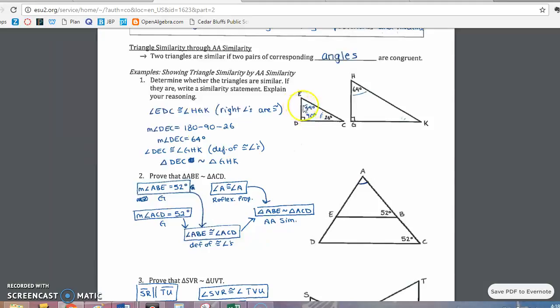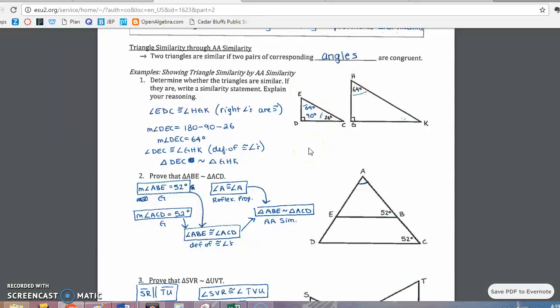So we chose to do angle E. We used triangle sum here to find the measure of angle DEC, just angle E here. So we took 180 minus 90 minus 26, and that gave us 64. And that's what we see right here. Now, because it was 64, and because angle H is also 64, they have equal measures. They are therefore congruent through the definition of congruent angles. So we can say then that triangle DEC is similar to triangle GHK. Our explanation would be angle-angle similarity because we have one pair of congruent angles and two pairs of congruent angles.